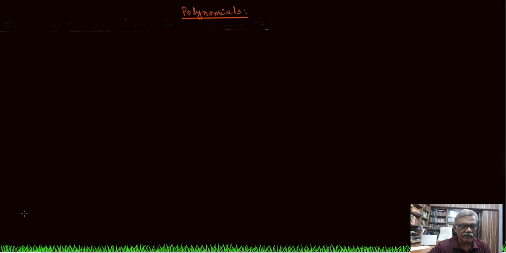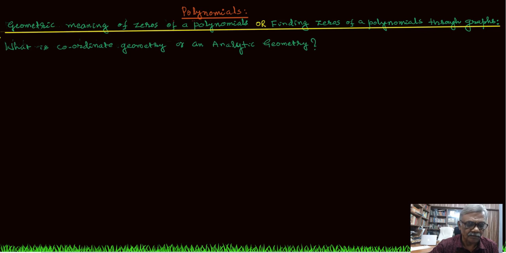Now we are going to consider the geometric meaning of zeros of the polynomial, or finding the zeros of the polynomials through graphs. Now we can see the geometric meaning of the zeros of the polynomial, or finding the zeros of the polynomial through graphs.